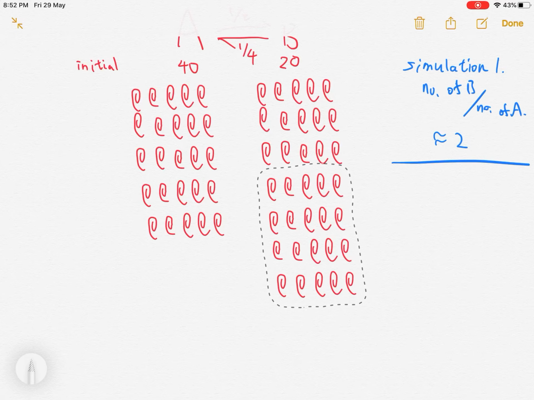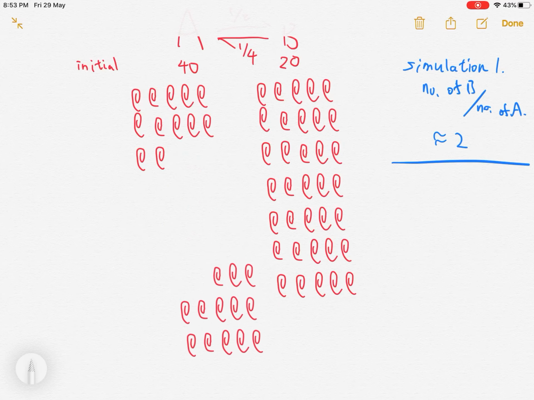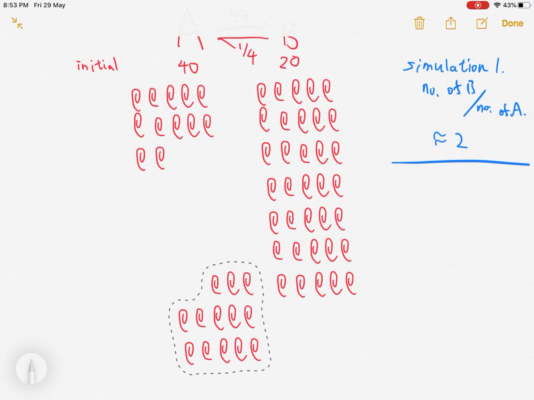And then you continue the process. Half of A will be converted to B, which should be this 13. And then for B, a quarter of it will be converted, and now here are totally 3, 4, 5, 6, 7. There are 35 of it, so that 9 of it will be converted to A.